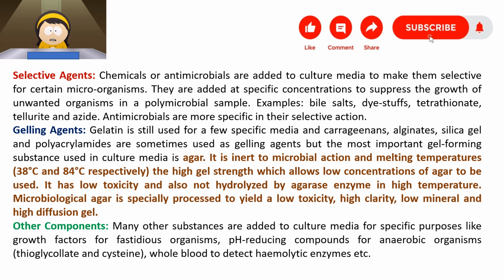Gelling agents. Gelatin is still used for a few specific media, and carrageenans, alginates, silica gel and polyacrylamides are sometimes used as gelling agents, but the most important gel-forming substance used in culture media is agar. It is inert to microbial action, with gelling and melting temperatures of 38 degrees Celsius and 84 degrees Celsius respectively. The high gel strength allows low concentrations of agar to be used. It has low toxicity and is also not hydrolyzed by agarase enzyme at high temperature.